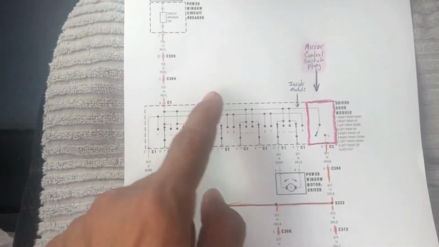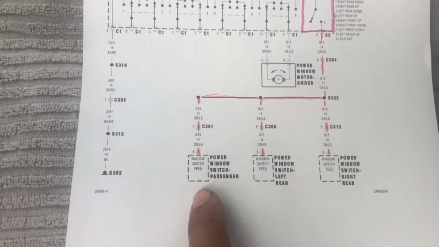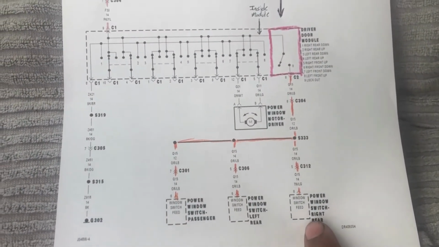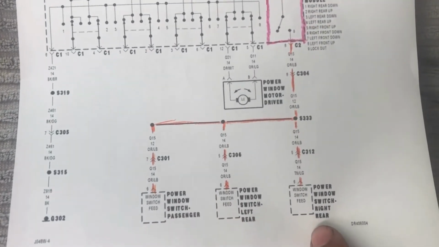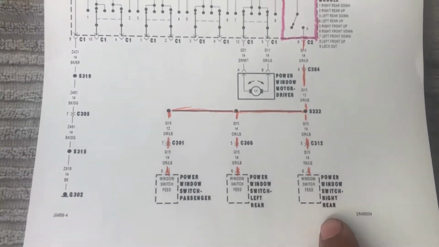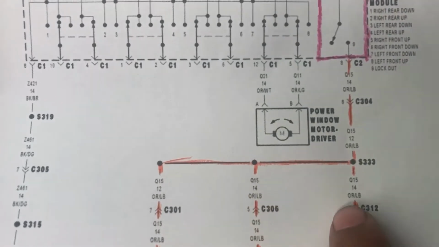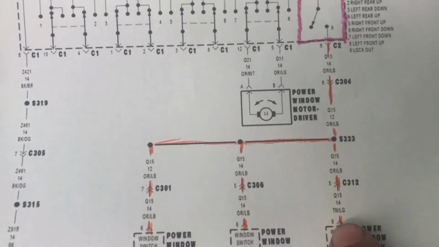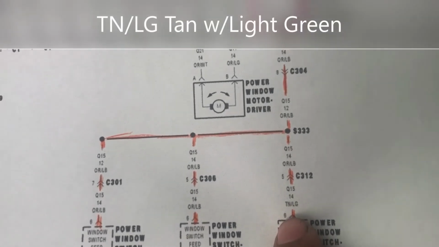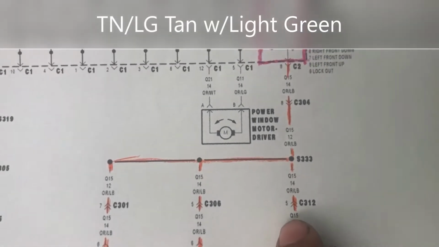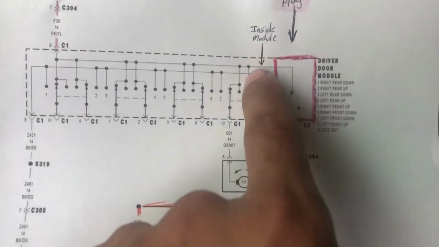Keep that in mind. All right, so then here are our individual window switches. Okay, these are on each door. You've got your passenger, your left rear, and then your right rear. If you look, you've got orange with a light blue tracer, orange with a light blue tracer, orange with a light blue tracer. This is the only oddball. When you get down here, it looks like it changes colors from a tan to a light blue. But no matter what, once you follow the wire all the way up, it's still orange with a light blue, and it goes into this section right here.